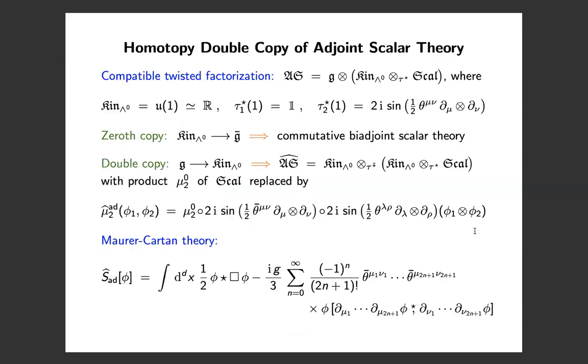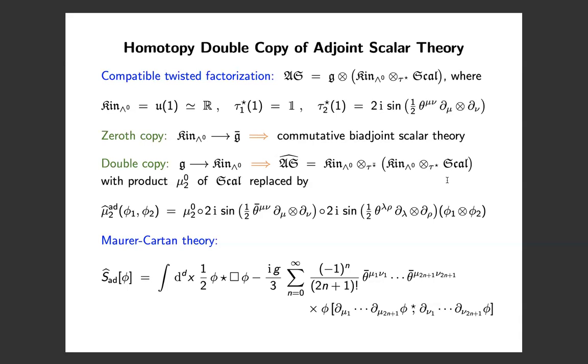Okay, and so we can double copy this theory. There's a compatible twisted factorization again, which I won't spend a lot of time on, but we just follow the same logic we had before. The 0th copy of this theory here is just going to give the commutative biadjoint theory, where we replace these kinematic factors, which is just this one-dimensional vector space R now, with another Lie algebra factor.